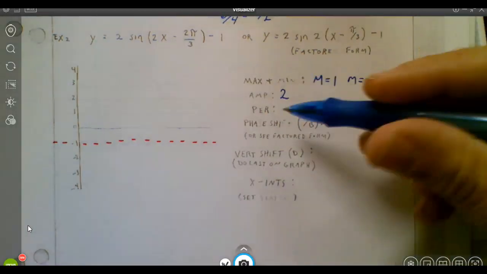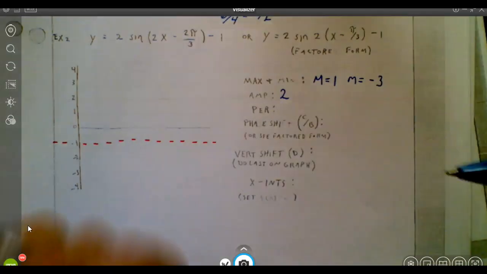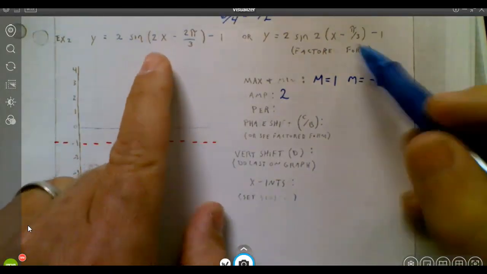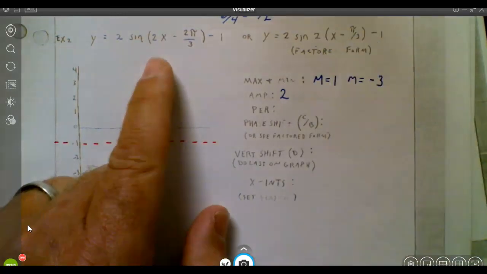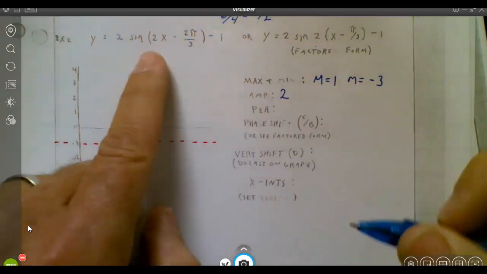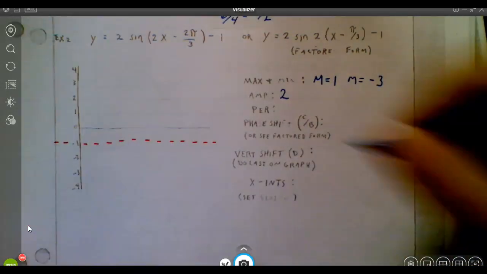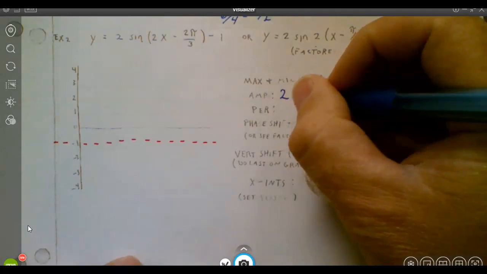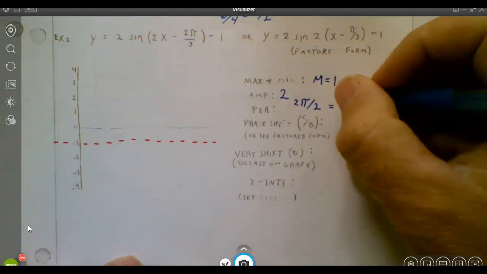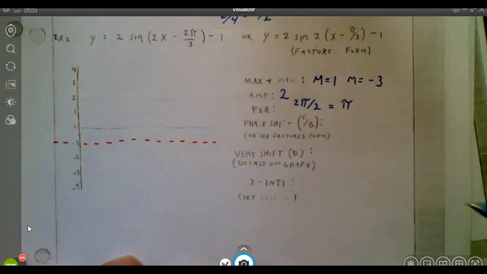Got the amplitude of 2, so what about the period? So again, I'm going to take my B value, which is 2. I'll get to the whole factored form thing in a second when we talk about our phase shift, our horizontal shift. Our B value is 2 for this one. So for the period, we're going to do 2 pi over 2. That gives us 1 period of pi units.